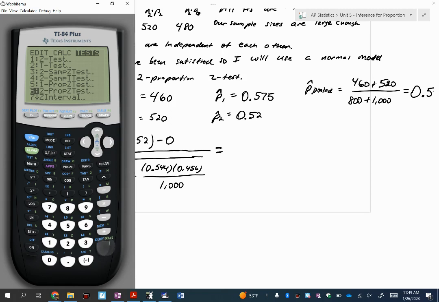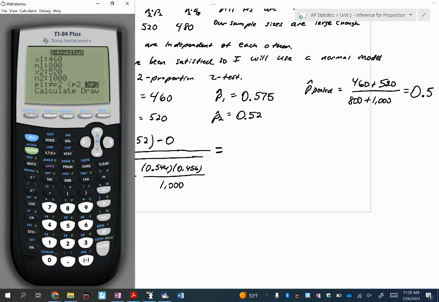This week, number 6. All right, so 460 for my number of successes out of 800. That was for the first poll. Second poll, 520 over 1,000. For a second poll, be careful on which one you select. If you need to go back to your alternative hypothesis, we were saying that P1 ends up being greater than P2, because we're trying to see if there's enough evidence to say that the candidate's popularity has gone down.